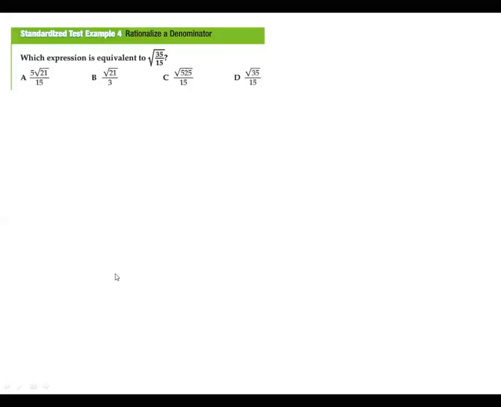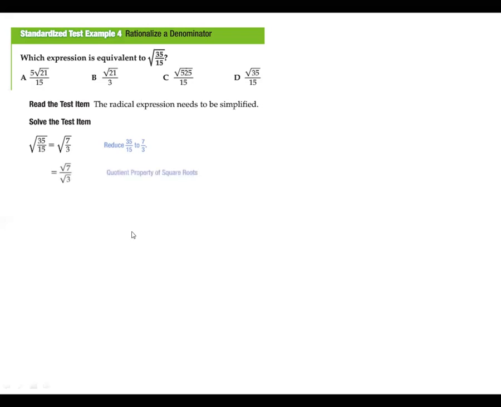So for example, which expression is equivalent to square root 35 over 15? So let's use the properties here. So 35 over 15 just reduces to 7 over 3, okay, square root 7/3. Now there are no perfect square factors in 7 or 3, but I can use the quotient property of square roots to rewrite it as a square root of 7 divided by the square root of 3. Now, I got rid of the fraction inside the square root, but I still have a square root in the denominator, so it's not fully simplified.